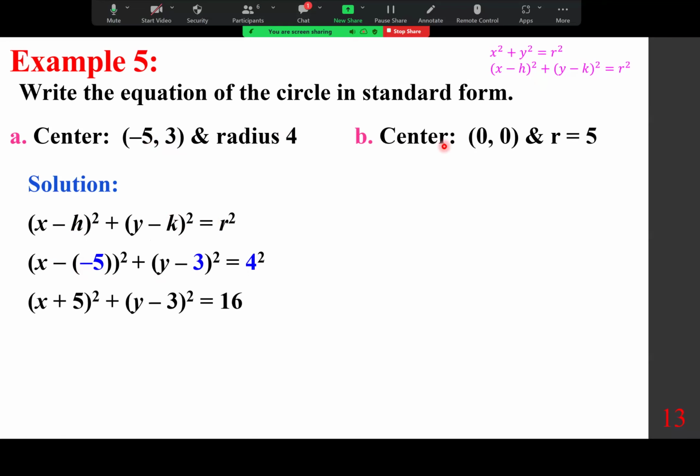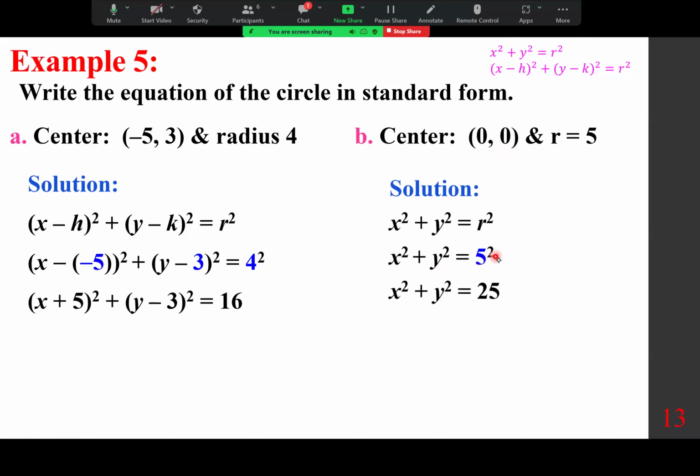We have a similar question. The center is different at 0, 0 with the radius equals 5. And obviously, we are going to use x squared plus y squared equals r squared. So it's x squared plus y squared equals 5 squared, which makes this 25. And we're done.